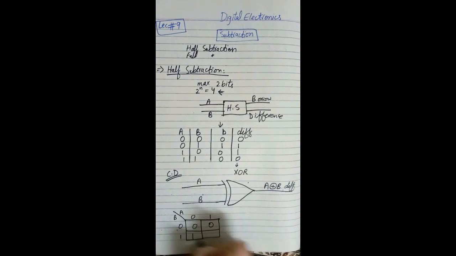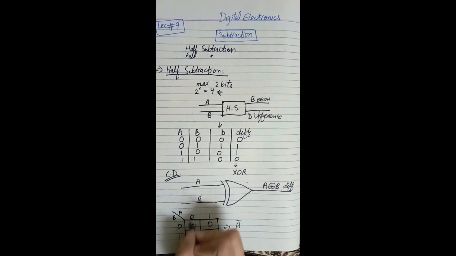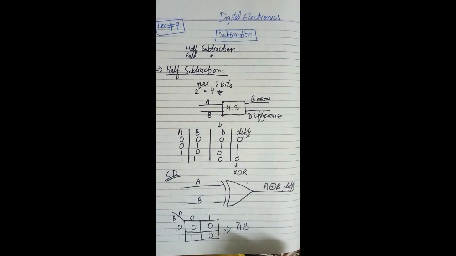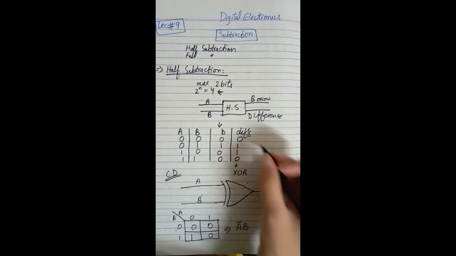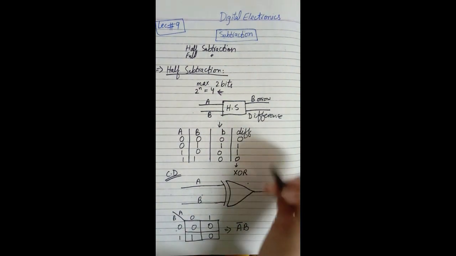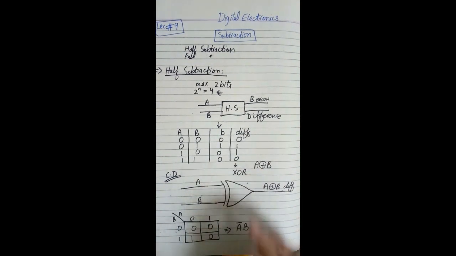On 0 and 1 it's 1, and again 0. So for this we have the answer A bar B, because A is 0 and B is 1. And now according to this we will draw our circuit diagram. To just get the logic expression, we draw the K map. And for the difference, as we can see, this is the XOR gate, A XOR B, so there is no need to draw the K map for it.